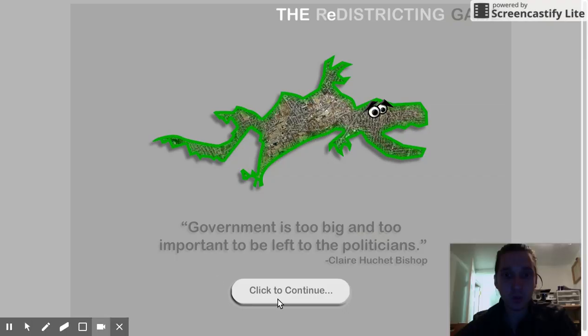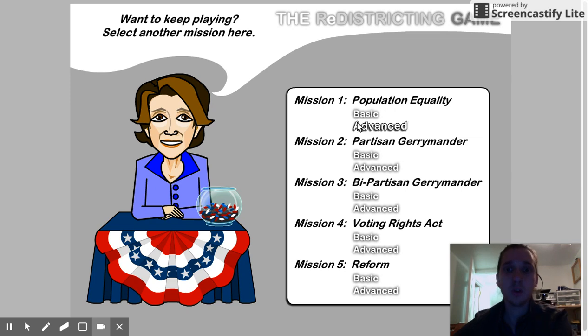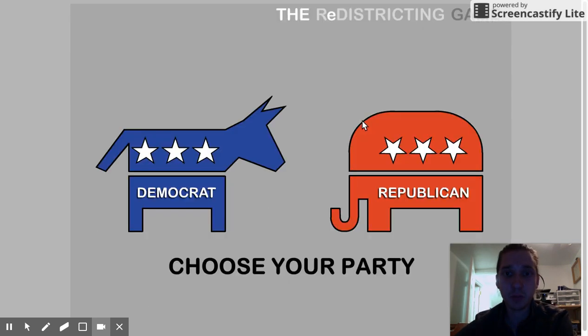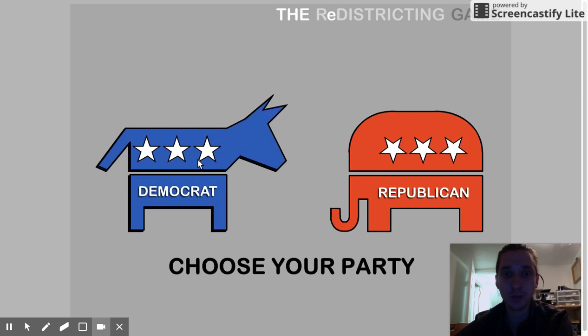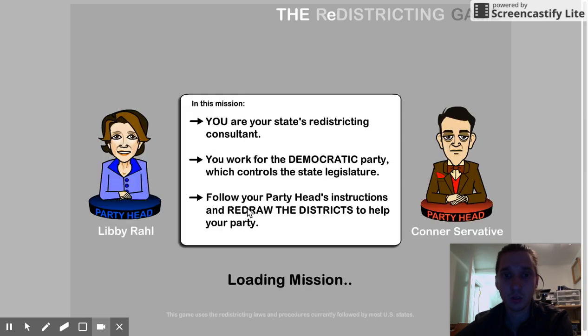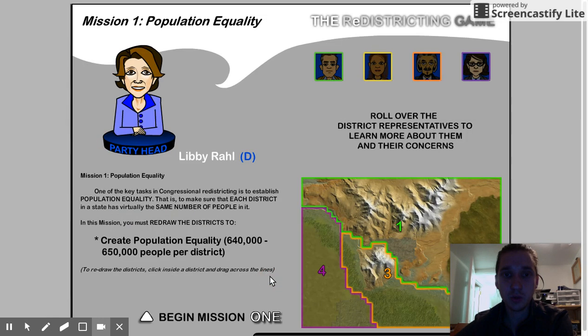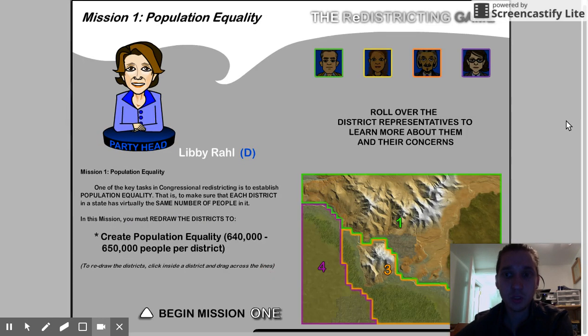After that, you're going to click Continue. You're going to click Basic for population equality. You can choose whichever party you want to represent. And you're going to continue again. What you need to do is create population equality, which is 640,000 to 650,000 people per district. So you're going to click Begin Mission 1.